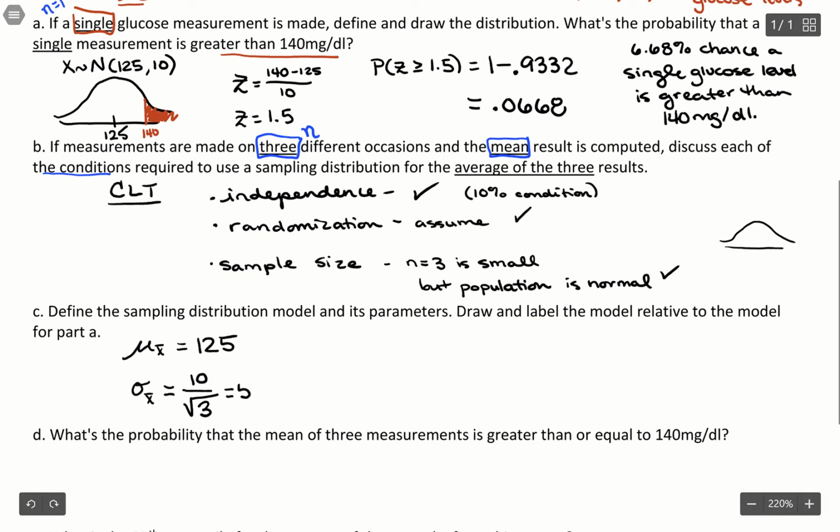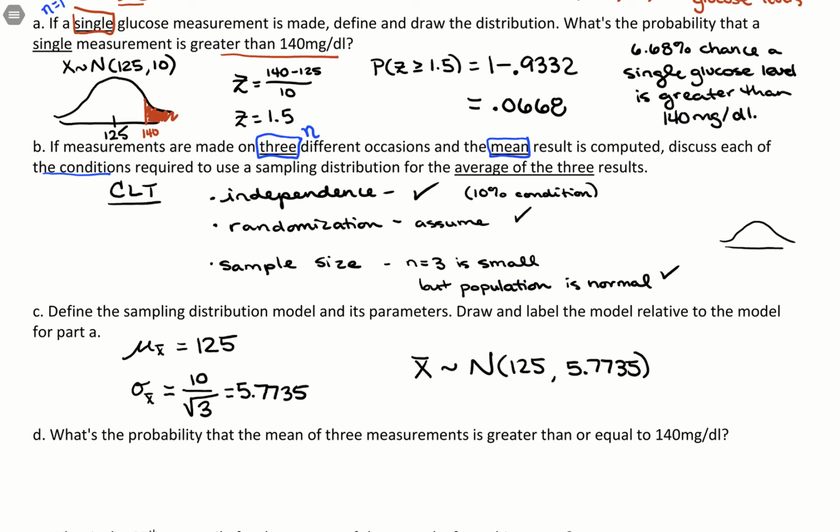So that's going to be 5.7735. So for a distribution of our sample means, they'll be normally distributed, centered at 125, with a standard deviation of 5.7735. So now we have this curve set up that we can start calculating probabilities.